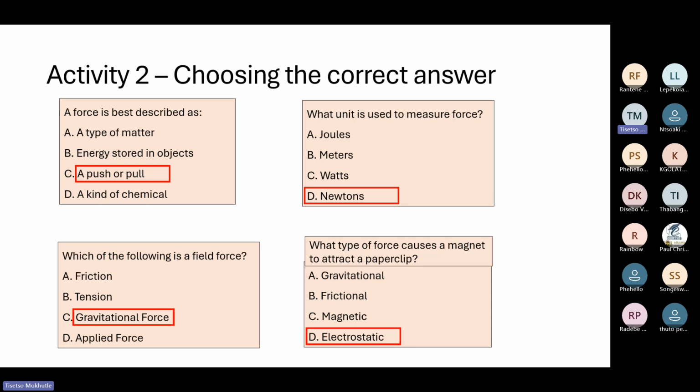Let us now look. So the answer there would be, a force is described as a push or pull. What is the unit to measure force? It is the Newton. Okay, which of the following is a field force? The gravitational force. It means friction, tension, and applied force are contact forces. What type of force causes a magnet to attract a paper clip? Obviously, it is the magnetic force.